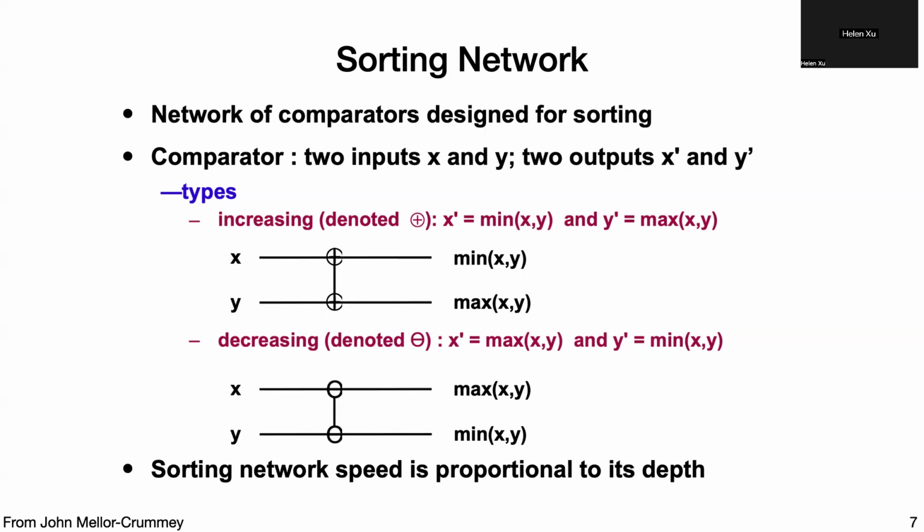The speed of a sorting network is proportional to its depth, meaning the depth of the circuit, similar to what we were talking about. Depth is kind of how many layers of these comparisons you need to do. If you can do them all in parallel, that's one phase, which in some sense adds depth one. So that is sorting networks.